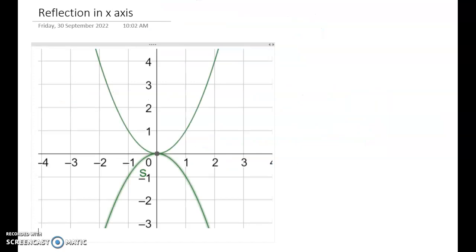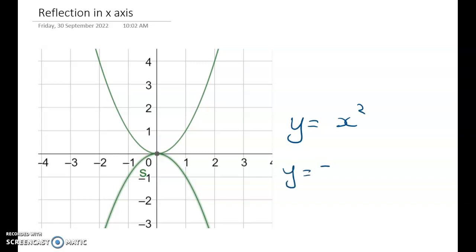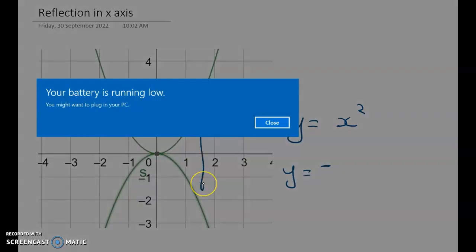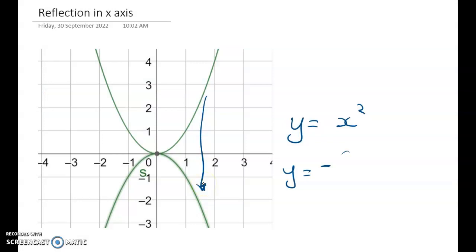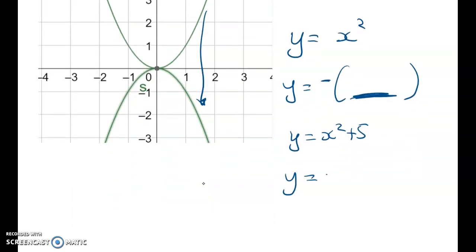So to do a reflection, all I do is I take y equals the original equation. And if I'm reflecting in the x-axis, I'm going to go the negative of the whole equation, right? So if I had y equals x squared plus 5, what I need to do is to make things the negative of all of that, right? Not just that bit, the whole thing. I get negative x squared, take away 5.